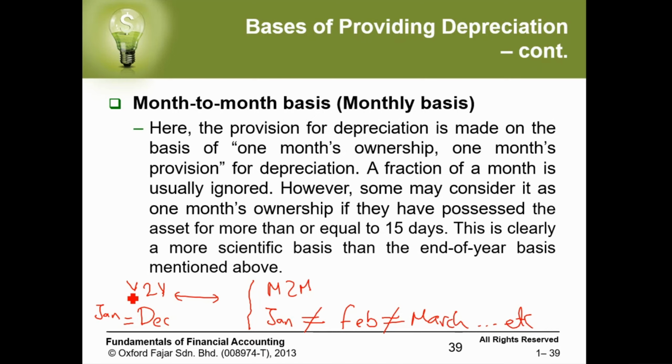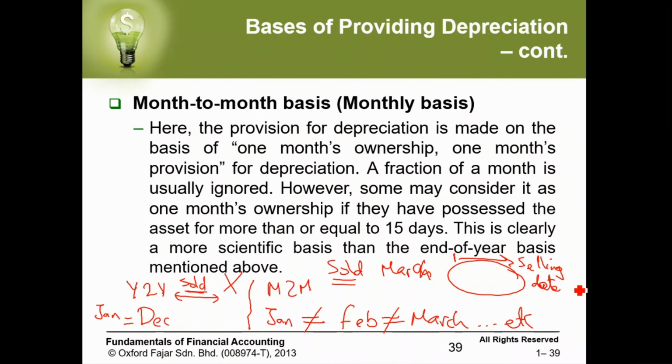Also, when we are in year-to-year basis, if we sold the asset during the financial period, no depreciation will be calculated. But in month-to-month basis, let's say we sold the asset in March. Okay, so we are going to calculate depreciation for the time we were holding the asset from the beginning of the year till the selling date.